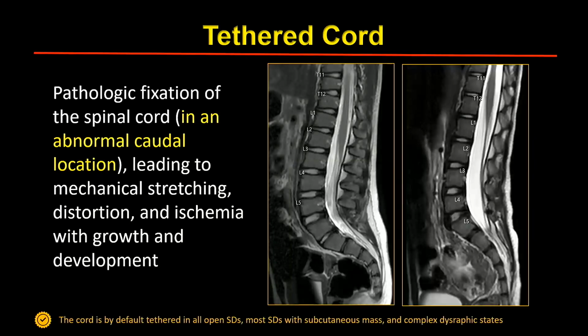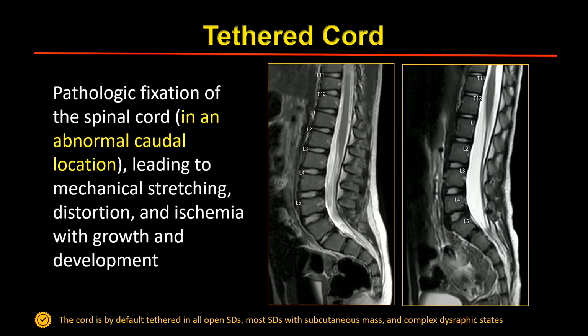So what's the definition of tethered cord? It's a very simple definition. There's pathologic fixation of the spinal cord, usually, but not always, in an abnormal caudal location, which then leads to mechanical stretching, distortion, and eventually ischemia with growth and development. So the cord is tethered, and the spinal canal or the bony canal is growing. That causes mechanical stretching, then causes ischemia, and then causes symptoms.